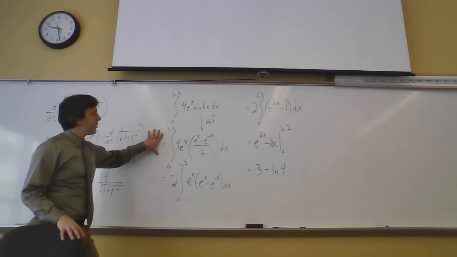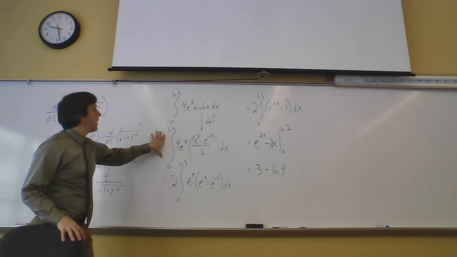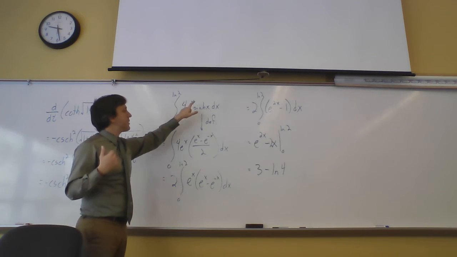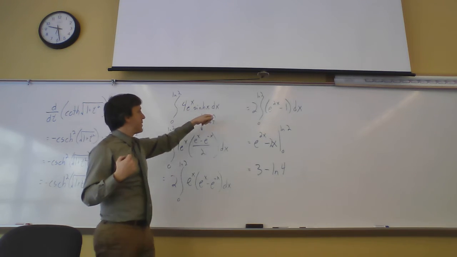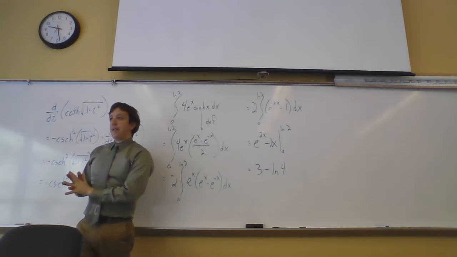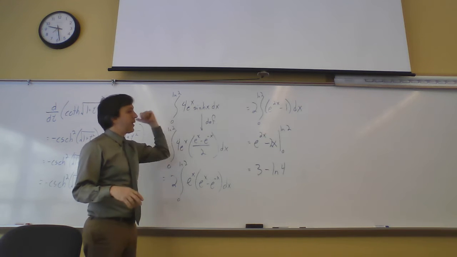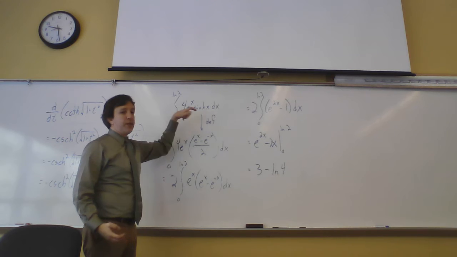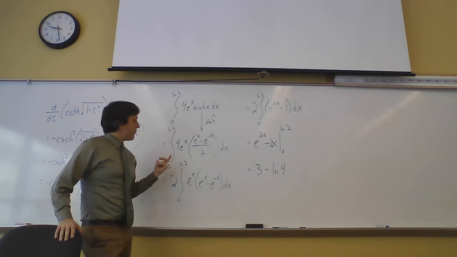My second example is really pretty nice. I have the integral from 0 to the natural log of 2 of 4 e to the x times the hyperbolic sine of x dx. Now, at first glance, it's a little tricky. It seems like, hey, maybe I should do a substitution, but there isn't really anywhere to put a u in here that's going to make things better.